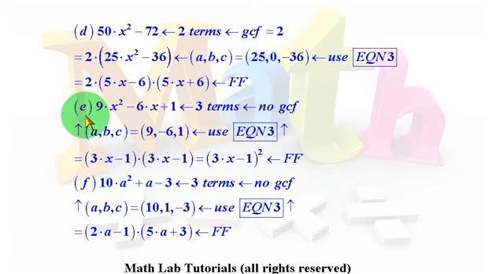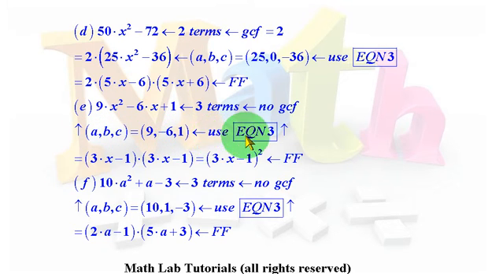If we look at E, we have 9x squared minus 6x plus 1. We identify that as a trinomial, and it is quadratic. There are three terms, no GCF. 9, negative 6, and 1, no GCF. We identify the quadratic coefficients as 9, minus 6, and 1.